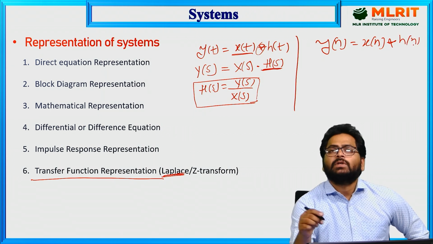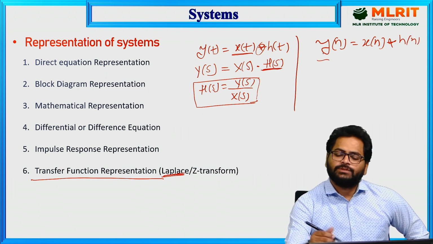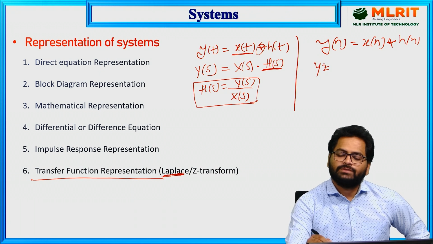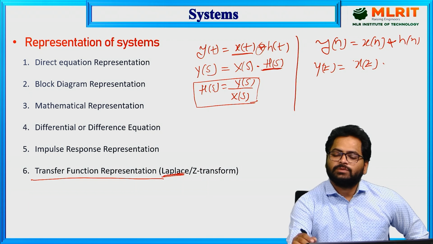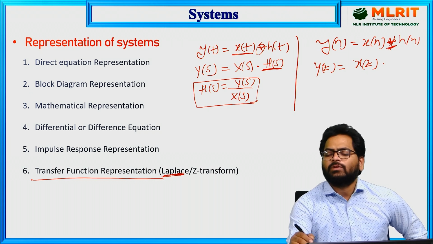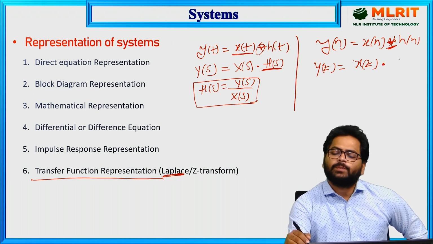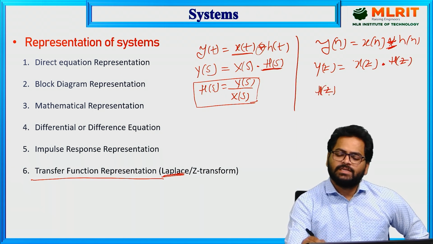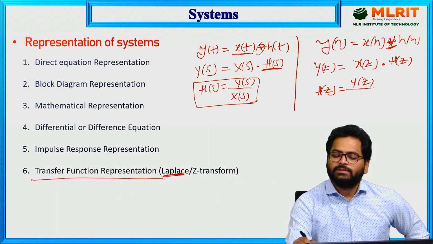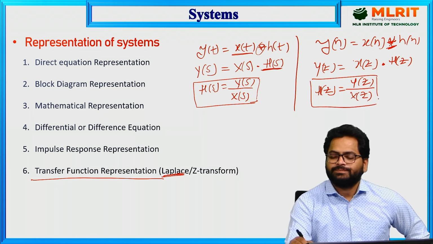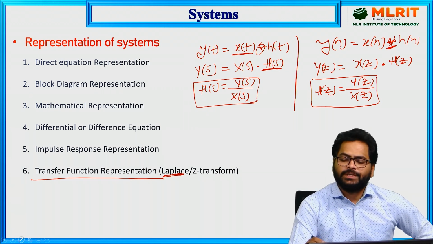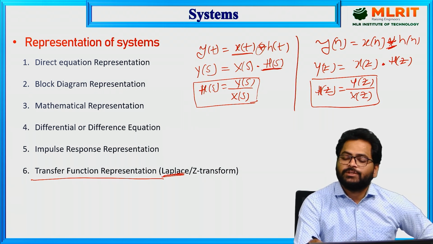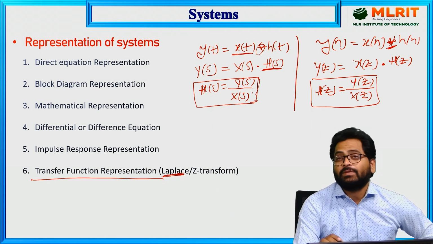Similarly, for the discrete signal, y of n equals x of n convolution with h of n. If I apply the z transform, Y of z equals X of z multiplied by H of z, since convolution in time domain means multiplication in frequency domain. Then here also H of z equals Y of z over X of z. So this is also a transfer function, or you can mention it as a system response in frequency domain. So this transfer function is in frequency domain, not in time domain.